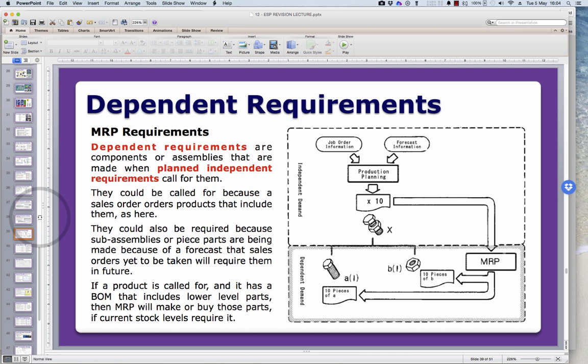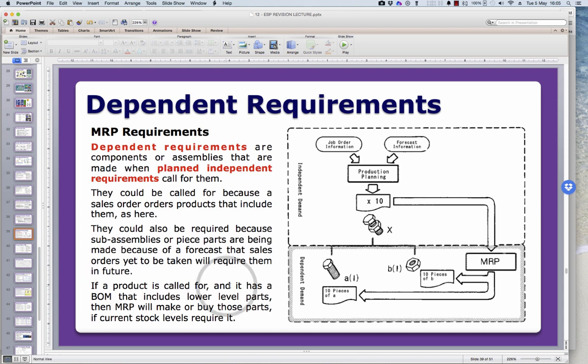Dependent requirements. So what is a dependent requirement? Okay, so here we've got an order for a bolt and nut assembly, and MRP is going to make that, if there's 10 of them, it's going to make 10 bolts and 10 nuts. So we've got planned independent requirements for bolt assemblies, and we've got dependent requirements of bolts and nuts that we have to make those. So sub-assemblies or piece parts are being made because of a forecast that sales orders yet to be taken will require them in the future.